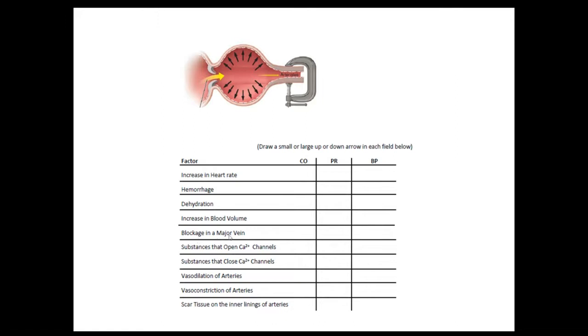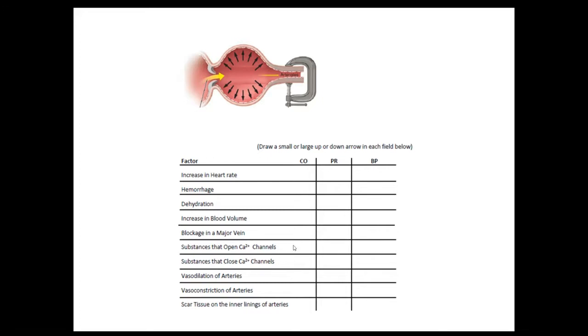What if we block a major vein? How would that affect cardiac output? Well, if we block a vein, there's going to be less blood returning to the heart. That's going to lead to a drop in cardiac output, which will lead to a decrease in peripheral resistance, although the biggest effect is on cardiac output. That's going to drop blood pressure.